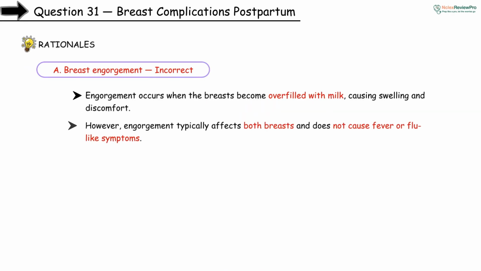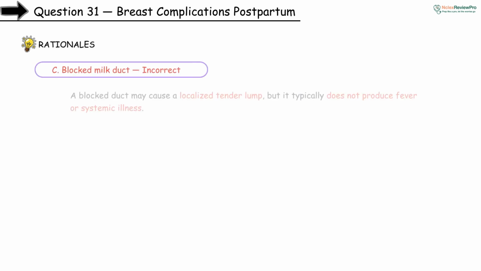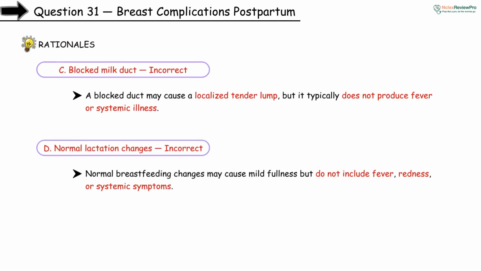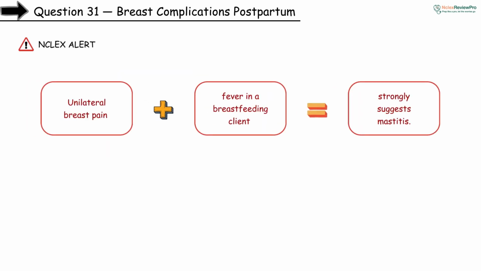Now, let's look at the other options. Option A, breast engorgement. This typically affects both breasts. It causes swelling and discomfort, but not fever or systemic illness. Option C, blocked milk duct. This can cause a localized tender lump, but it does not cause fever or flu-like symptoms. Option D, normal lactation changes. These include mild fullness or tenderness, but no redness, no fever, and no systemic symptoms. Here's your NCLEX alert. Unilateral breast pain plus fever in a breastfeeding client equals mastitis until proven otherwise.